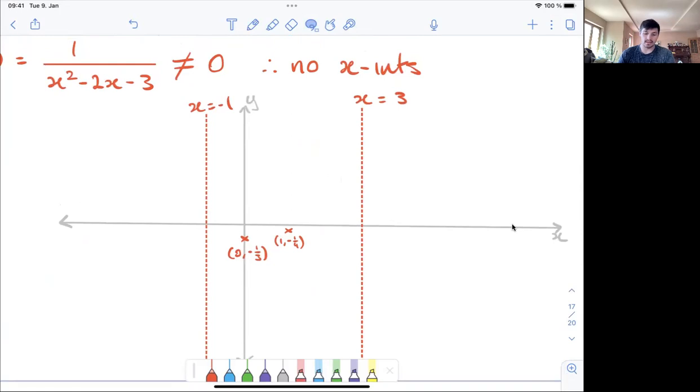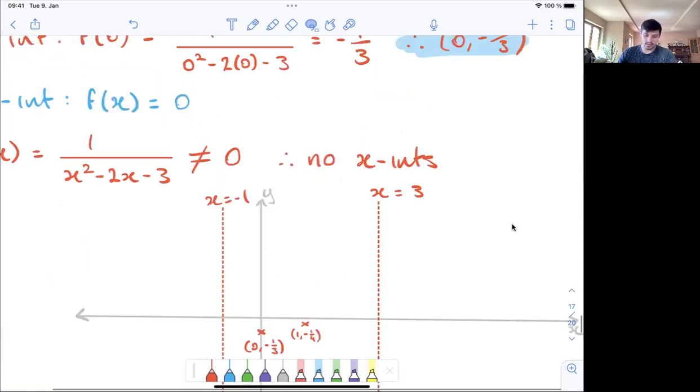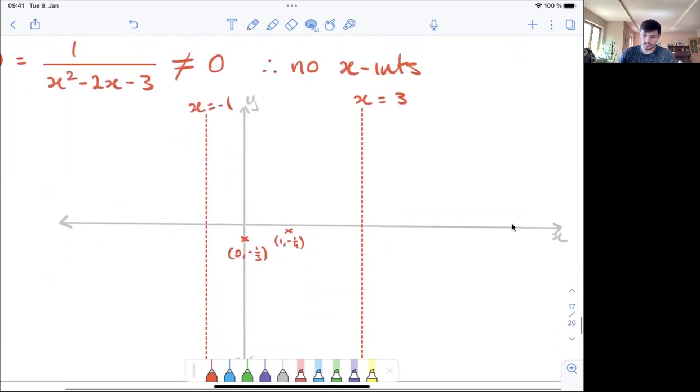And now, to get the shape of our curve, we know that the horizontal asymptote is the x-axis. That means we're going to have essentially flat lines along here. And x equals negative 1 is a vertical asymptote, and x equals 3 is a vertical asymptote. So we're going to have vertical lines running along them.